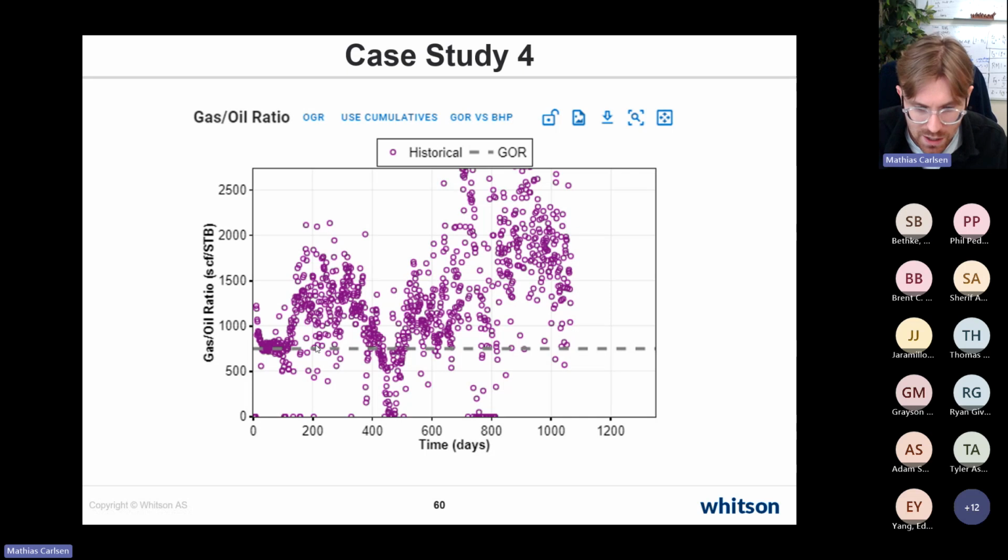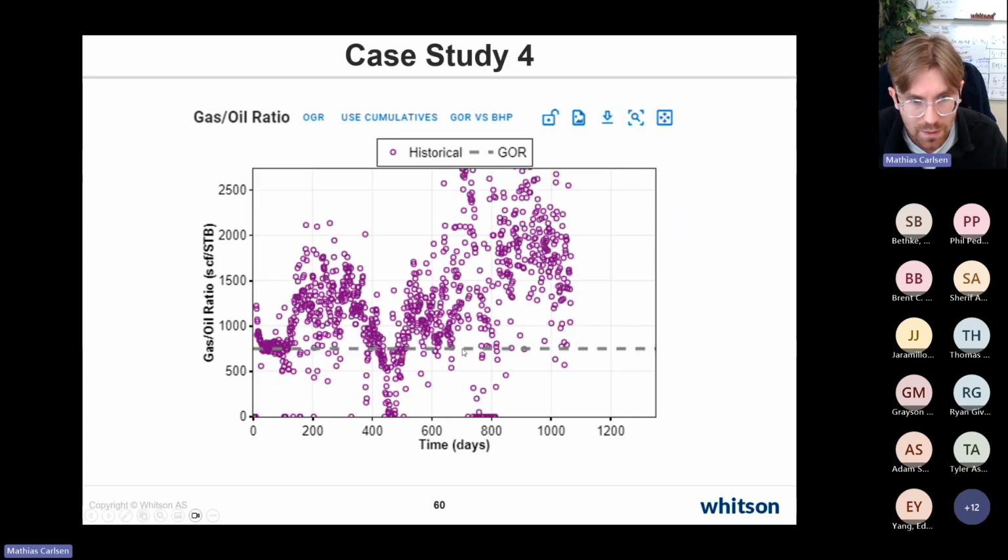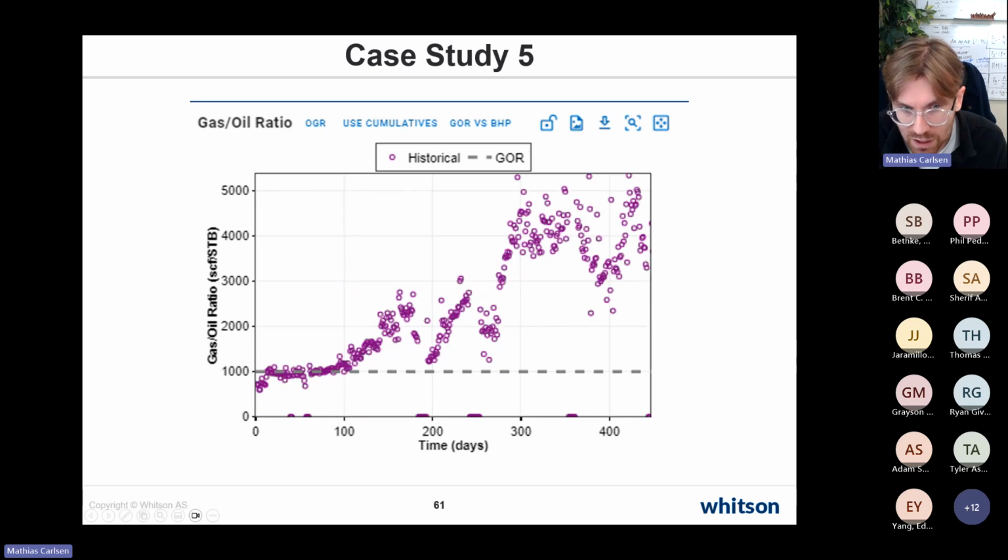I think actually this is the case we're looking at right here. Yeah, exactly this case. And here we'd go for around 775. Again, these are fairly easy because they're black oils with no saturation pressure. This is another case around 1,000. Again, ignore this period in the beginning.